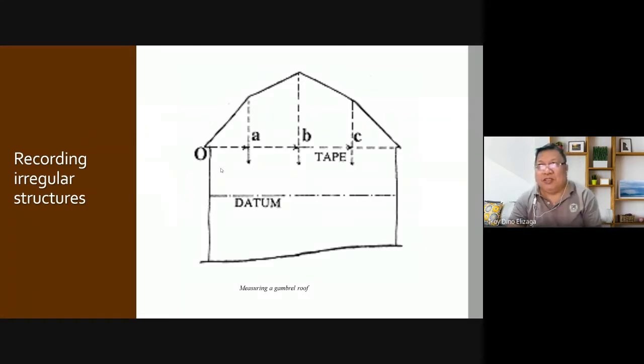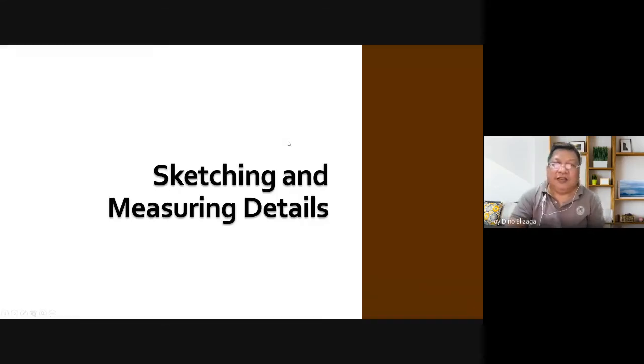So which means if you are going to measure something like a big church, an old church, and even the modern churches are also a bit high. So you need to put up scaffoldings. You need to climb the scaffoldings. Okay, so you need to really make use of the safety equipment.